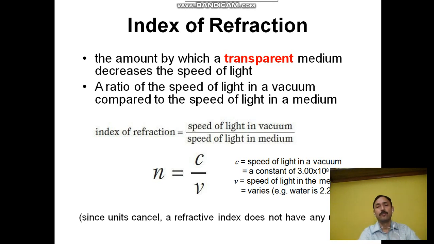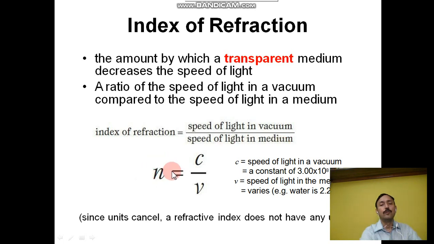Index of refraction. The index of refraction is the ratio of the speed of light in vacuum to the speed of light in a medium. It is the amount by which a transparent medium decreases the speed of light. This is the index of refraction: the speed of light in vacuum divided by the speed of light in the medium.